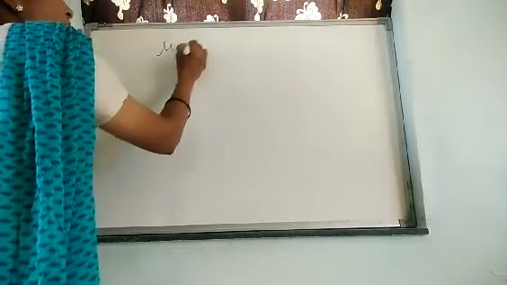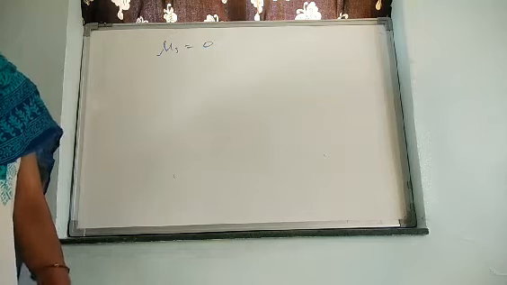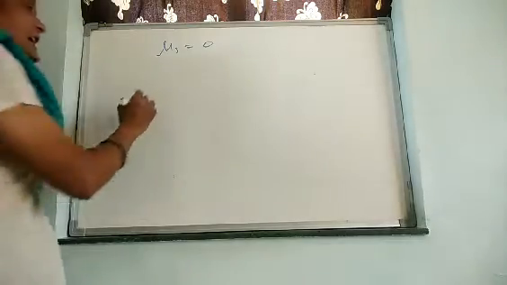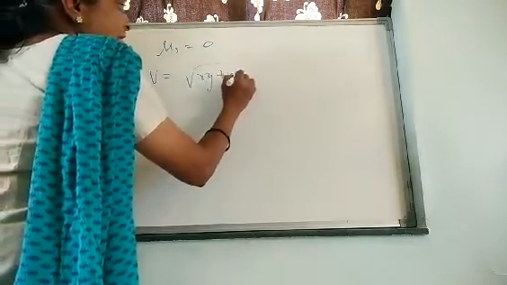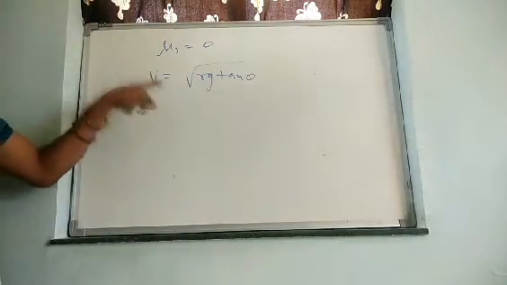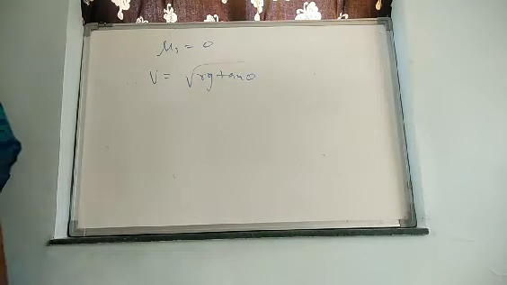Lastly, if we substitute mu s is equal to 0, that means we have not considered the mu s, the coefficient of friction between tires of the vehicle and the road surface. If we neglect that, then the expression will be V is equal to under root Rg tan theta. And this is the safest speed, if we do not consider the mu s.